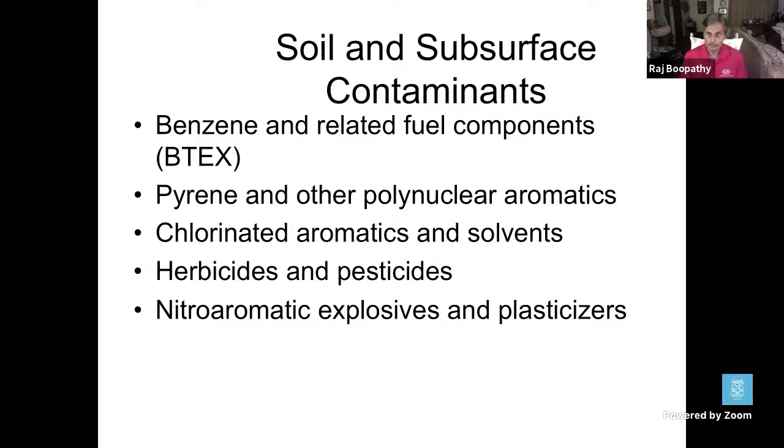So let's look at what kinds of chemicals are mostly in soil and subsurface contamination. Most of the time it's oil-related compounds like BTEX: benzene, toluene, ethylbenzene, xylene. We have pyrene and other polynuclear aromatics. And then we have chlorinated compounds, solvents like TCE and carbon tetrachloride. And then herbicides and pesticides. And then we have explosive chemicals also.